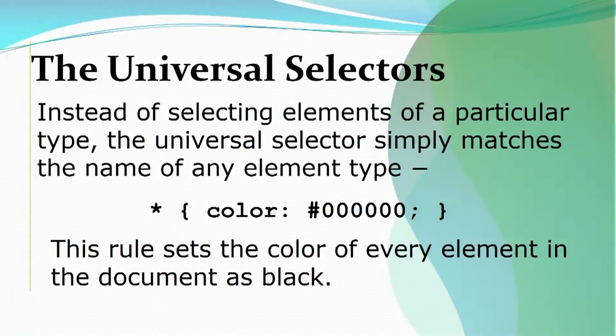Now we will come to selectors. We have different types of selectors in CSS: universal, descendant, multiple, and other selectors. First is the universal selector. If I want to set some property on every element, we will use the asterisk option. Instead of selecting elements of a particular type, the universal selector simply matches the name of any element type. So this rule will set the color of every element in the document as black. We are matching it to the asterisk, so it will apply to every element in the document. So this was about the universal selector.